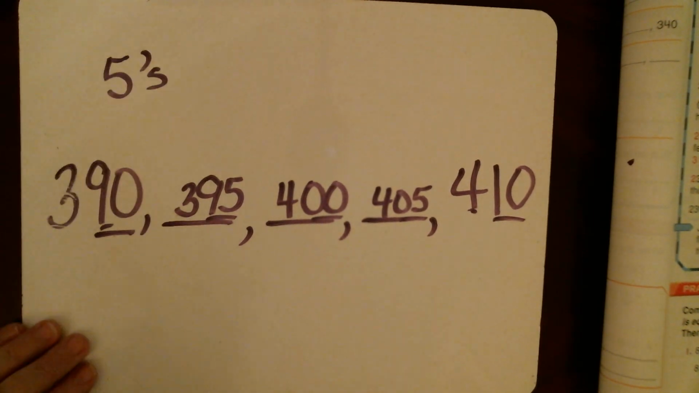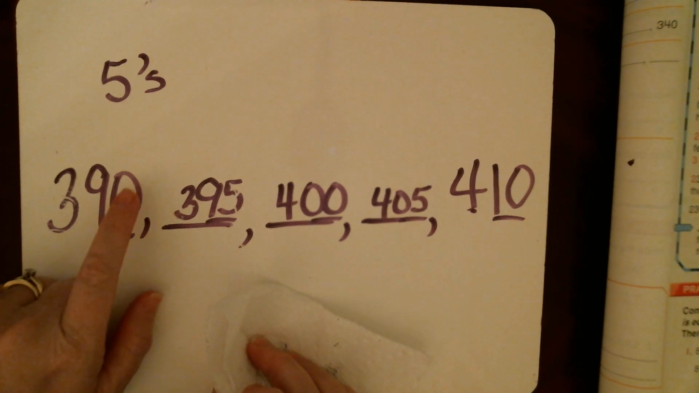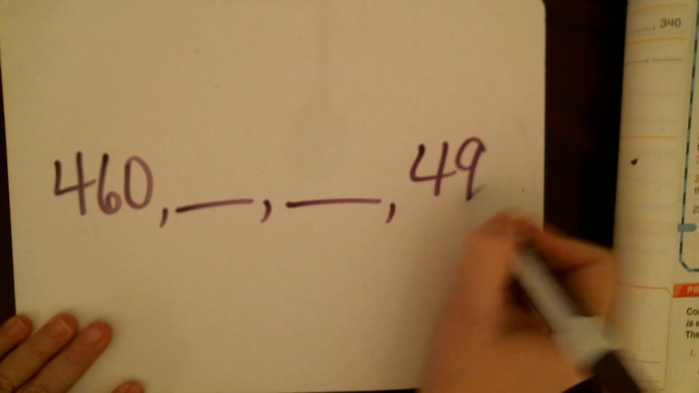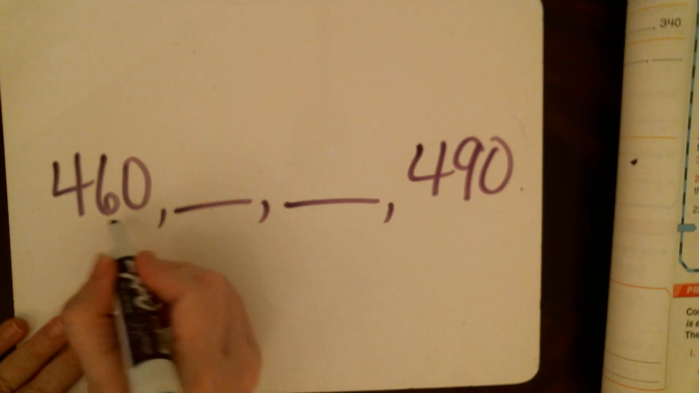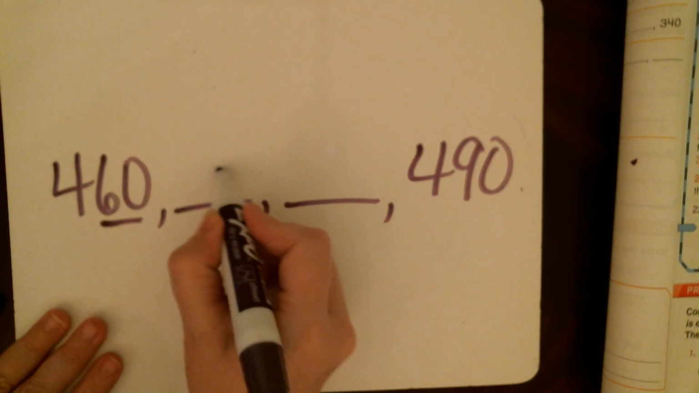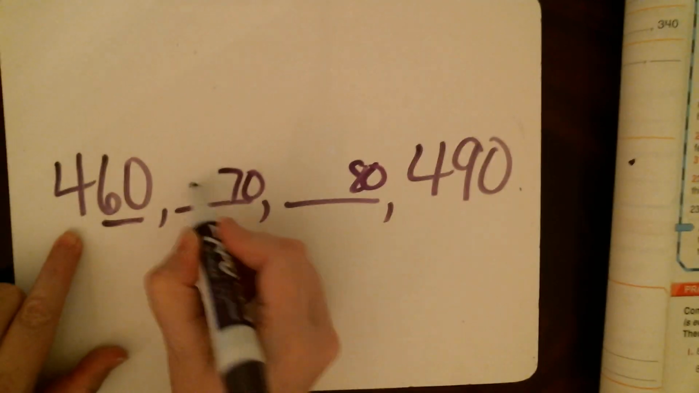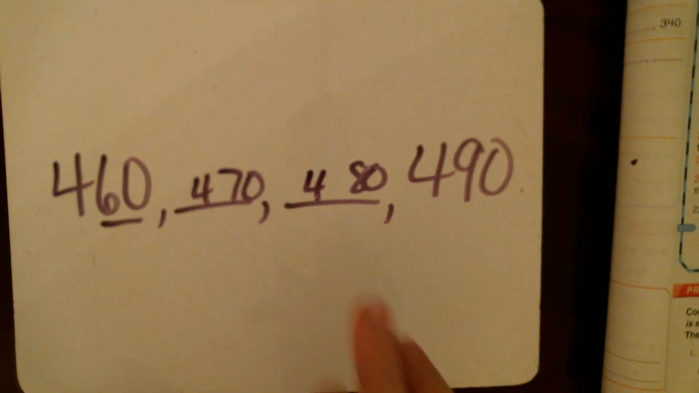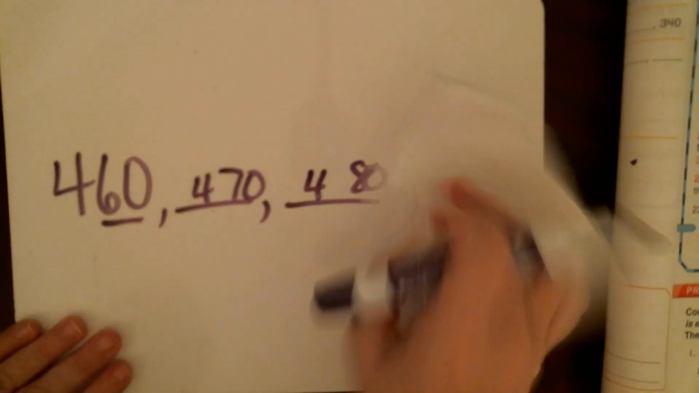Okay? Remember, when you're skip counting by fives, it's going to be 0, 5, 0, 5, 0, 5 in those ones places. All right? And then when you're skip counting by tens, you just look at that tens place, counting by tens. 10, 20, 30, 40, 50, 60, 70, 80, but don't forget to put the hundreds in the front. 460, 470, 480, 490, okay?